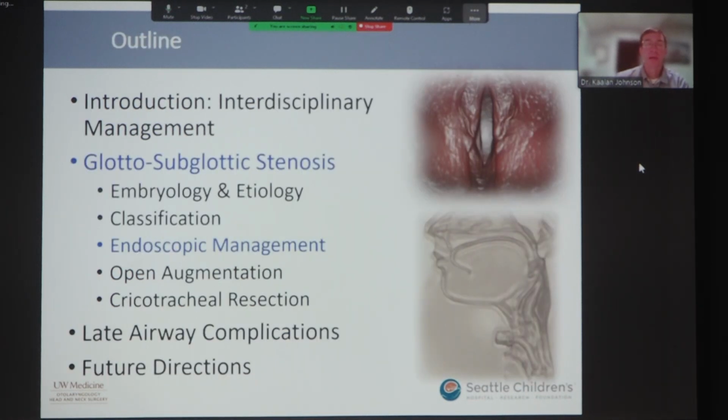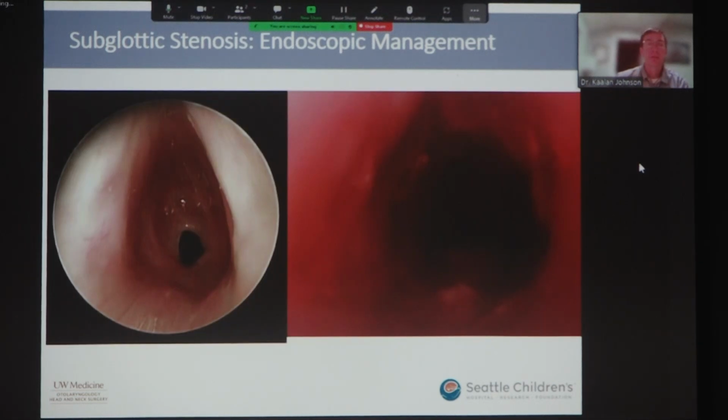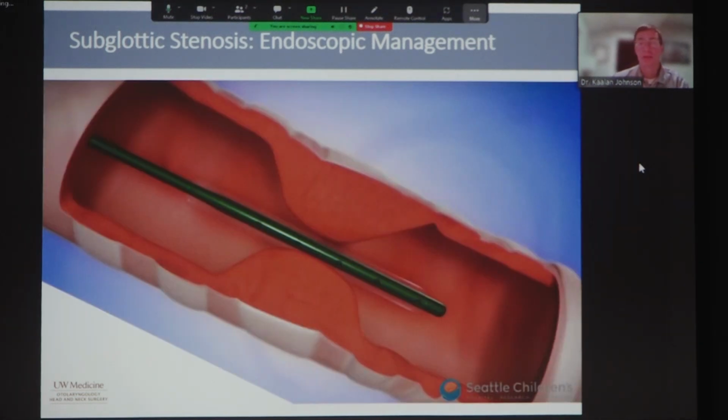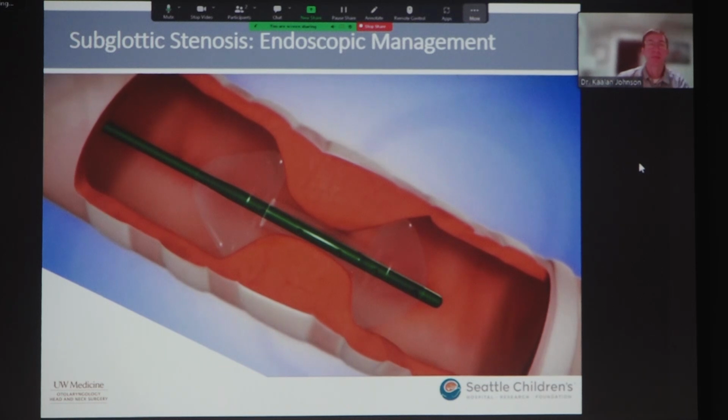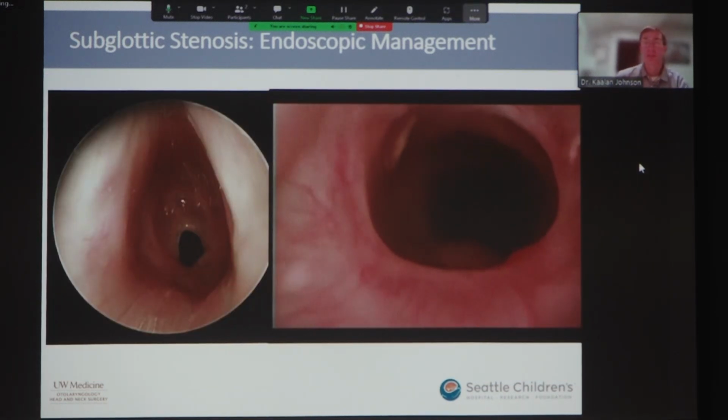So we have spent a lot of time already on endoscopic management, which is generally grades 1 and 2, sometimes grade 3. And these thin webs, as Dr. Rudder had a picture of this balloon that he helped design, are fantastic to respond to a quick balloon dilation.